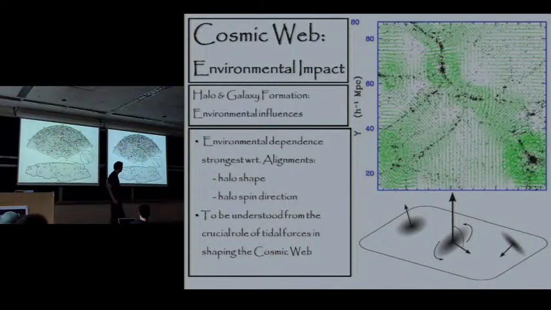Subsequently, we started to relate their angle with respect to the filaments in which they were lying, in order to see whether indeed there is a trace of alignments. As you know, there are various claims: either there are no alignments or there are alignments. Now, according to these simulations, you would expect an effect. Is this real?